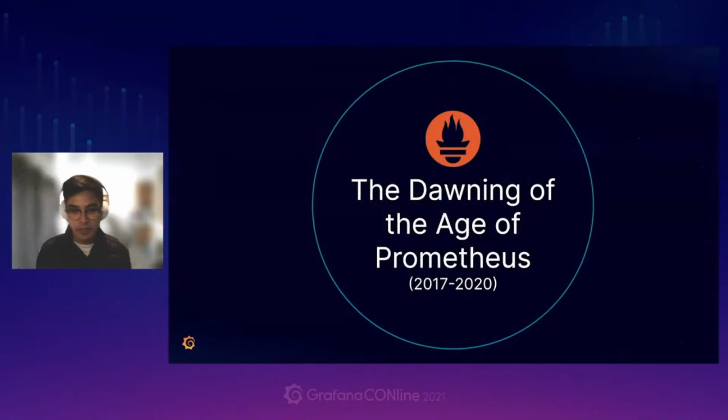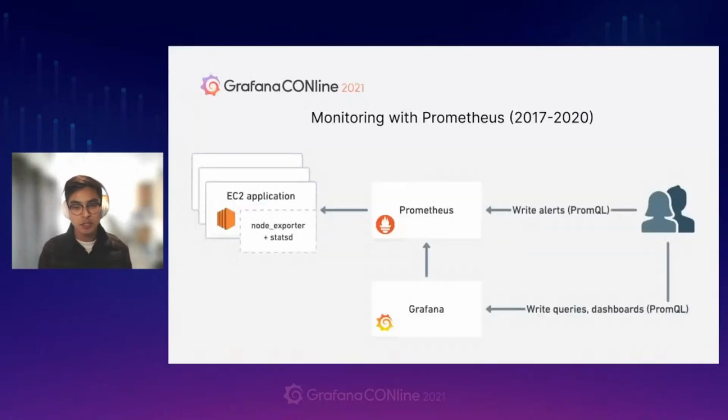And here we have the age of Prometheus. This is when Prometheus took over. So this really helped to reduce complexity for both the operators and the users. Prometheus became a one-stop shop for scraping metrics, storing metrics, querying for metrics, and alerting on those metrics.